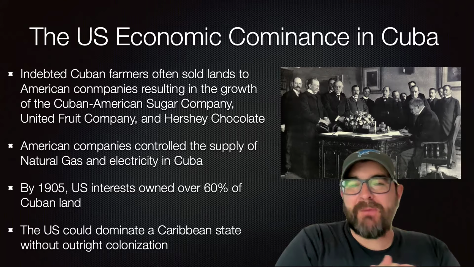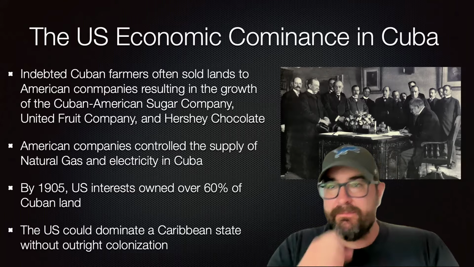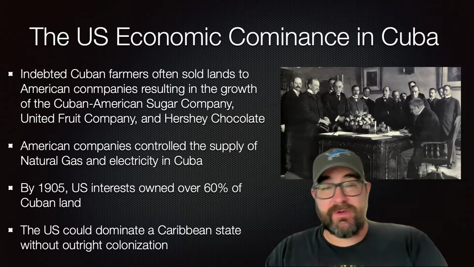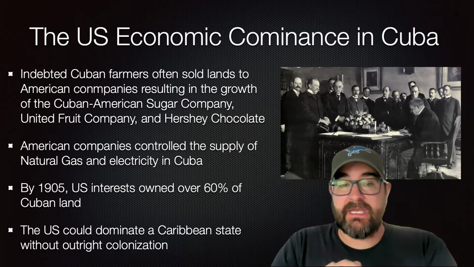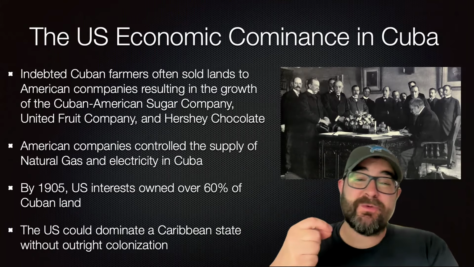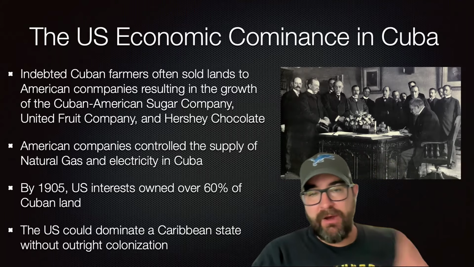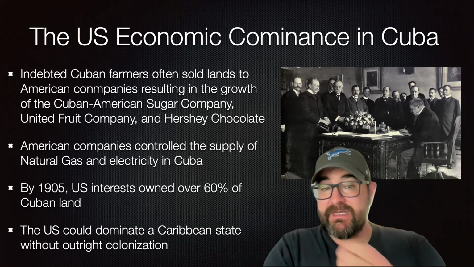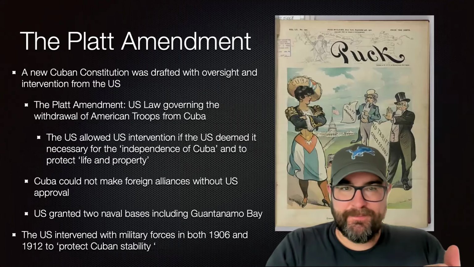So, indebted Cuban farmers will often have to sell their lands to American companies, and this will result in the growth of a Cuban American Sugar Company, the United Fruit Company, and Hershey's Chocolate, all American businesses with huge holdings now in Cuba. American companies would also control the supply of natural gas and electricity in Cuba, building rail lines in Cuba. By 1905, American interests owned 60% of Cuban land. So the United States could dominate the Caribbean state without actually owning it or colonizing it.